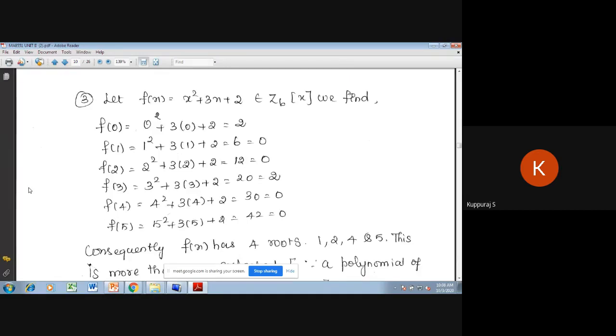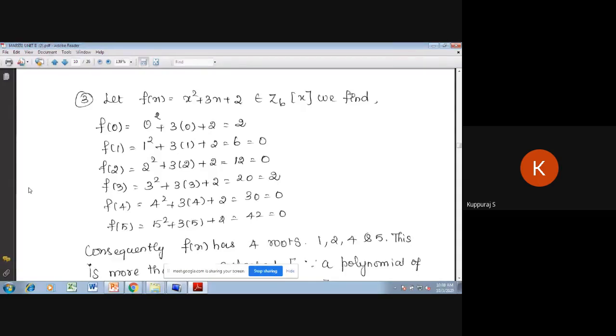So we have to find the roots of the polynomial. Here x may take the values between 0 and 5. Now putting x equal to 0 in the given polynomial, f of 0 will be 2. Now putting x equal to 1, f of 1 is equal to 6.